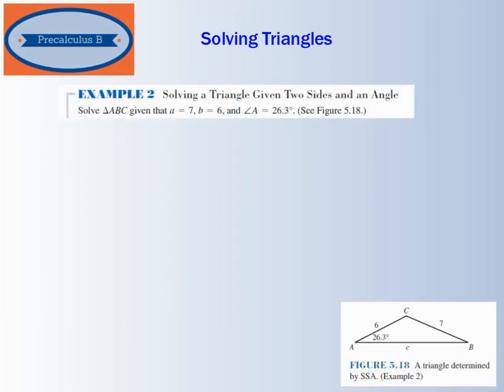Let's solve another triangle where we're given two sides and an angle. And once again, we're going to use the law of sines. So if we have triangle ABC where side A is 7, B is 6, and angle A is 26.3 degrees, as can be seen down in the figure below, go ahead and attempt to solve this problem.